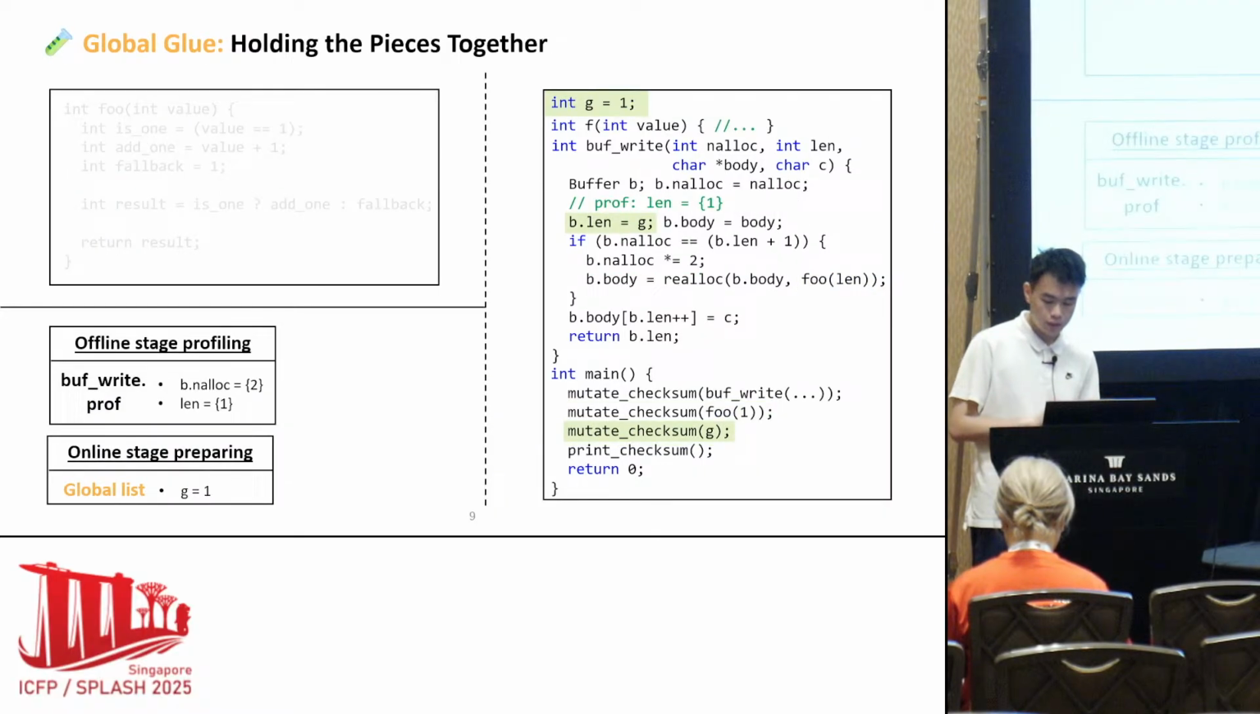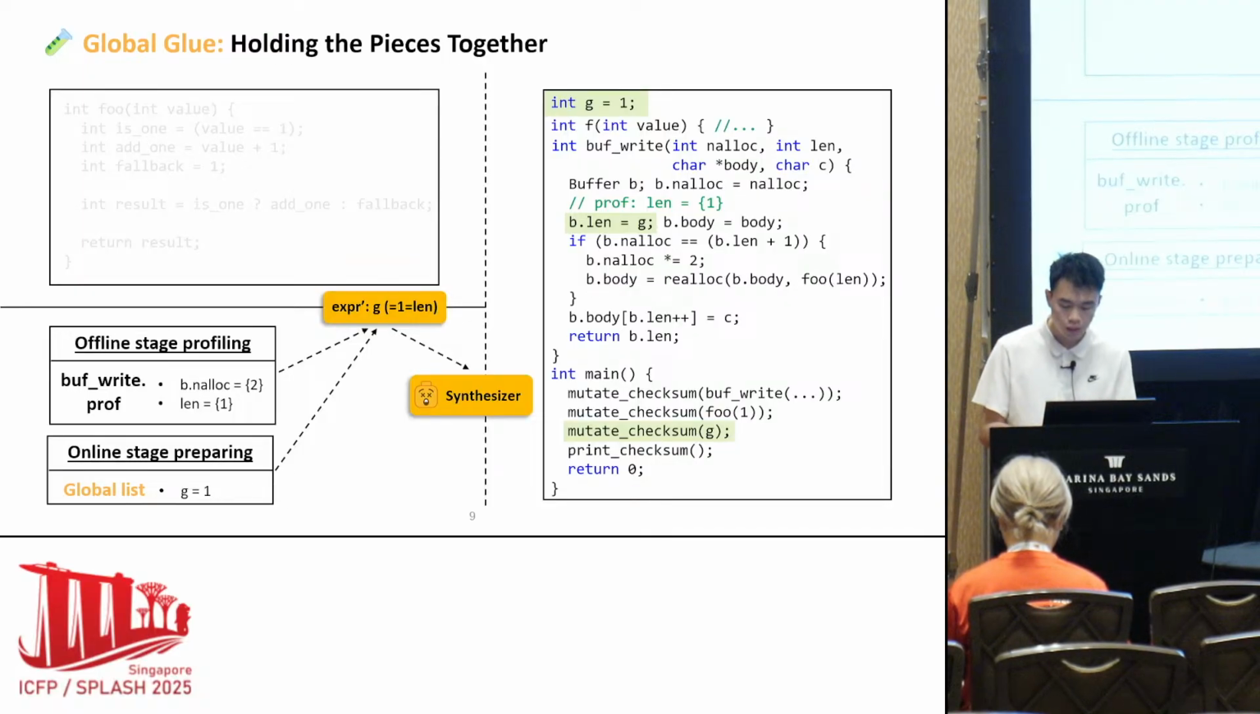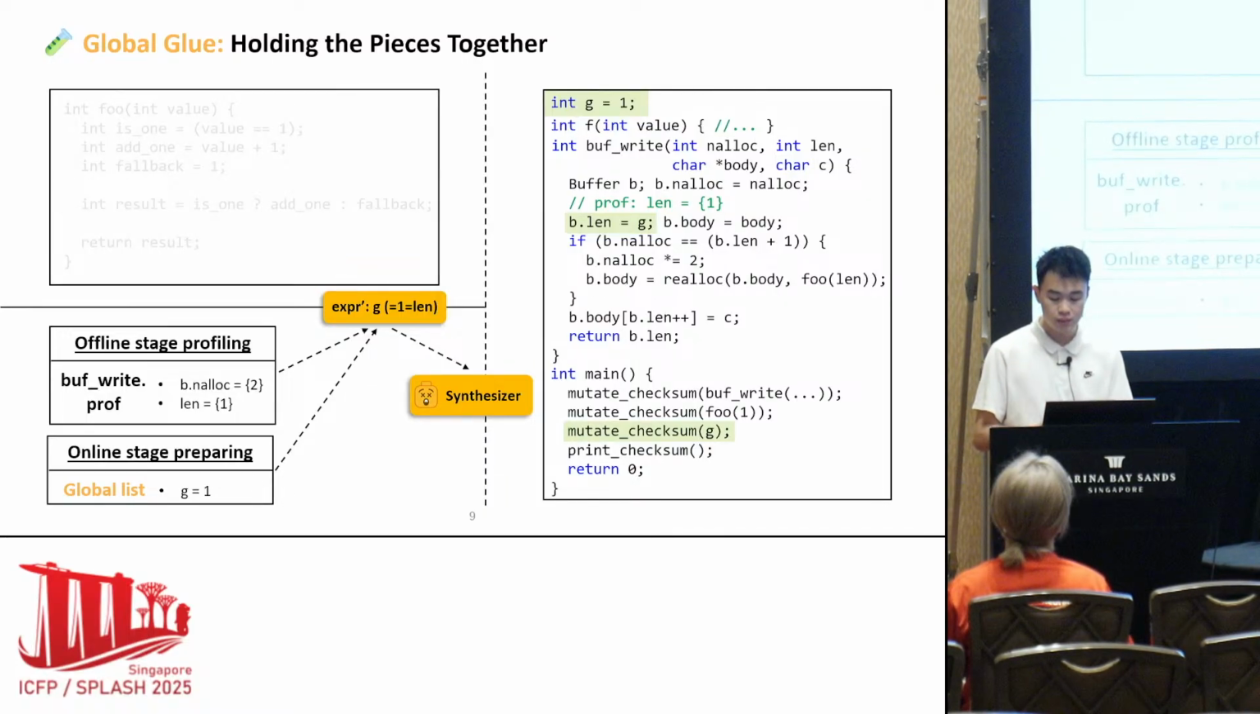The second way LEGO Fast links pieces is with global variables. We have prepared a list of random global variables at first. For example, g with the value 1 here. Our profiling shows that at this site, len equals 1. So we simply replace the use of len with g. Same as before, we use g to mutate the checksum as well. Together with function call insertion, the global sharing enables LEGO Fast to build large, meaningful test programs. And finally, we print and compare the checksum at different optimization levels to find if there exist any compiler bugs.